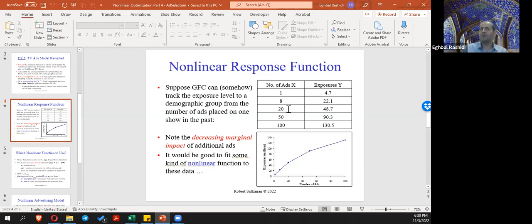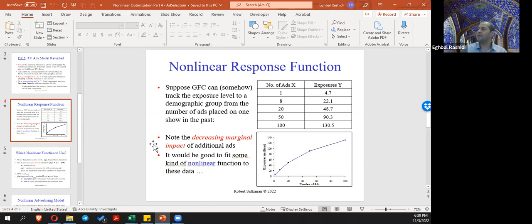When X, the number of ads, increases to 20, it increases to more than twice as much as at 8. But as you see here, there is not a linear marginal increase in the exposure Y values. If we graph these numbers on the graph below, the x-axis shows the number of ads and the y-axis shows the exposure Y. As you see, it's not linear. It's curved down. That means the marginal impact of the advertising is going to shrink, so it's a decreasing marginal impact. That's nonlinear. So what we want to do is estimate this function.